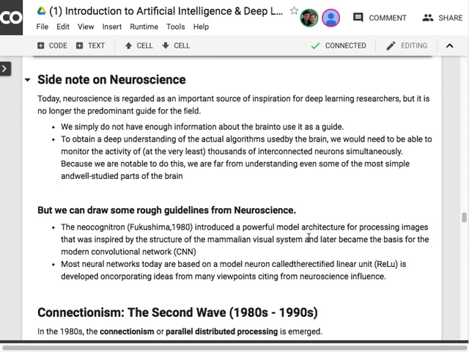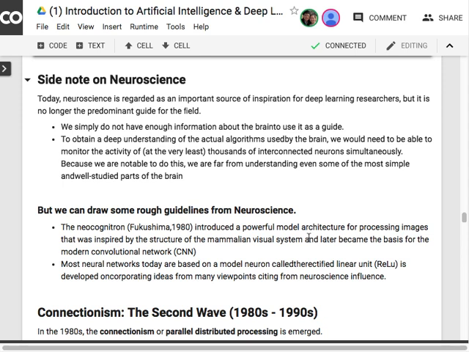The first one, the Neocognitron, was created by Fukushima. This is a model architecture that processes images, guided by doctors' understanding of the eyes and the brain's visual processing. This paper is the father of the modern convolutional networks, the CNNs that we use in deep learning today. Even though neuroscience is not very helpful, it gives us some rough guidelines from neuroscience researchers.